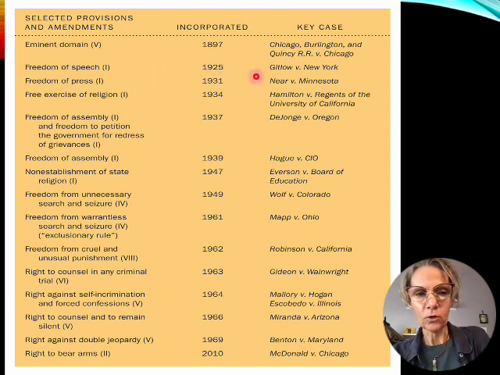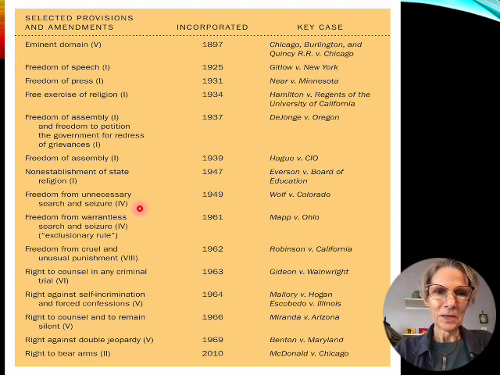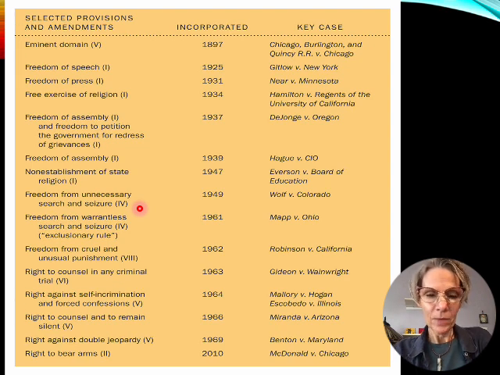Freedom of speech, 1925, Gitlow. Freedom of assembly, DeJonge, 1937, okay? It really took a very long time. The rights of the criminally accused weren't incorporated to the states until the 1960s during the Warren Court. While the federal government needed a warrant in order to search your house, states did not, unless it was in their laws. If you don't believe me, just ask Dollree Mapp from Mapp v. Ohio.